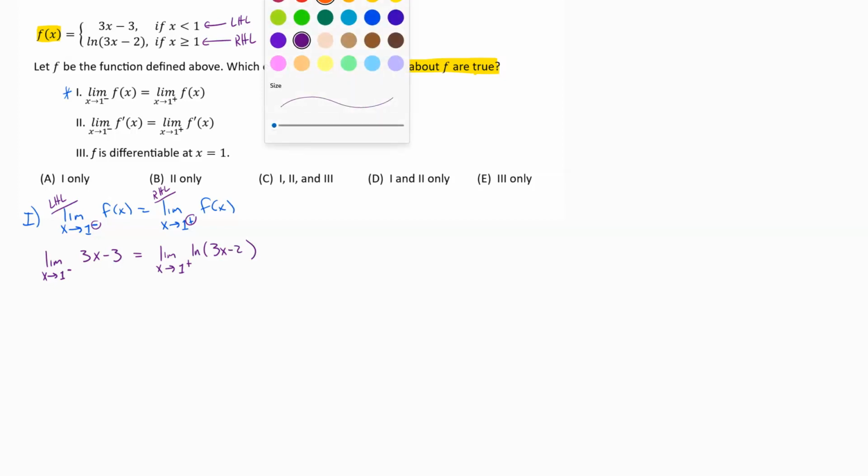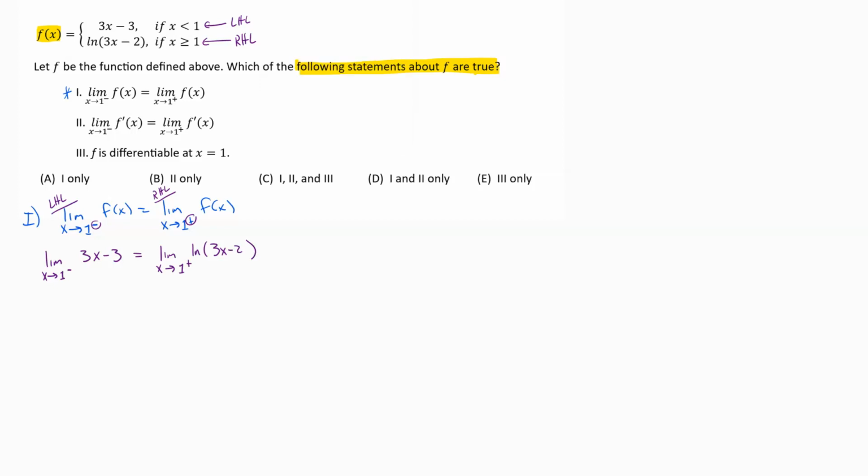Now, to evaluate these limits, you're just going to apply what I call option 1. You're just going to take that x value and plug it into the equation. So on this side over here, we would get 3 times 1 minus 3. 3 minus 3 is going to get us 0. And we want to know, does that equal, on this right-hand side, again plugging in 1 for this equation, the natural log of 3 times 1 minus 2. So that would be the natural log of 1.